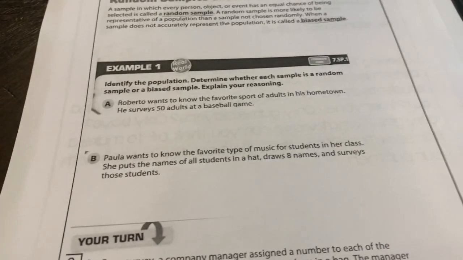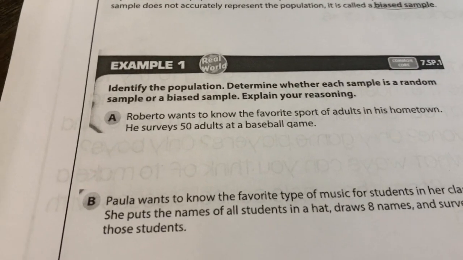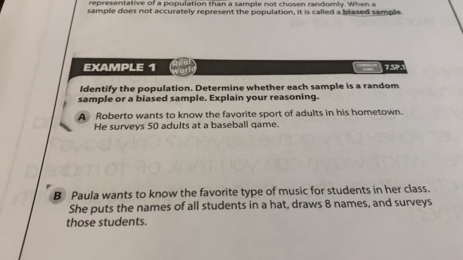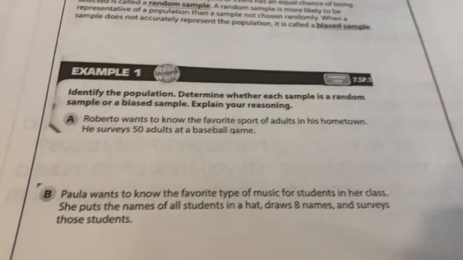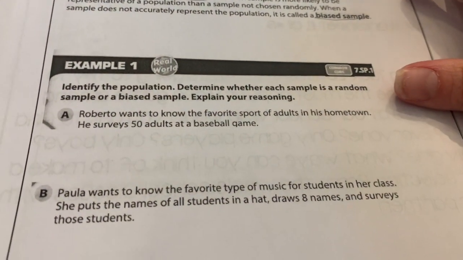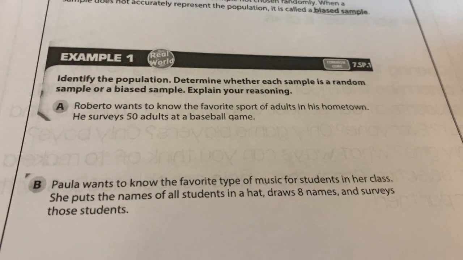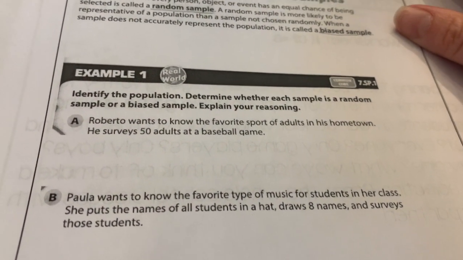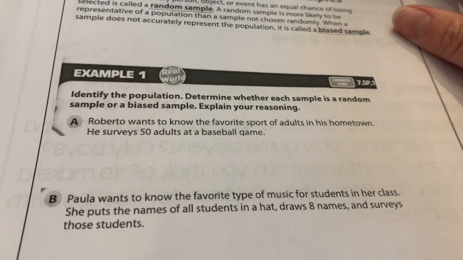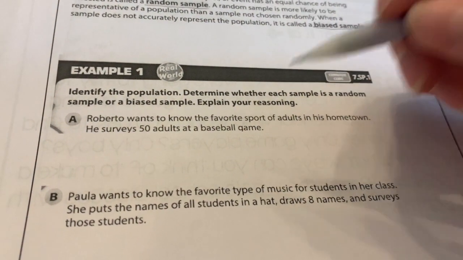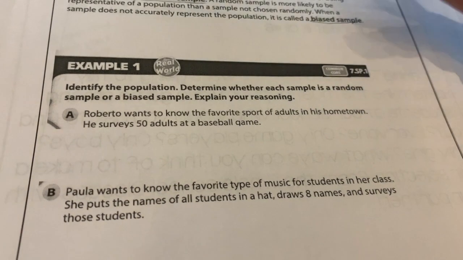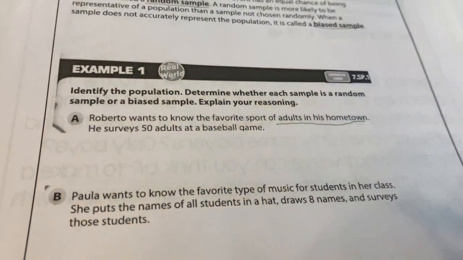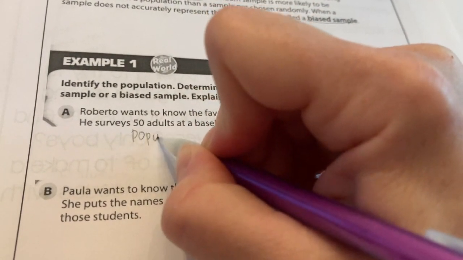So for example one, we're going to talk about what the population is, and then we're going to talk about whether or not it's a random sample or a biased sample. So Roberto wants to know the favorite sport of adults in his hometown. He surveys 50 adults at a baseball game. So first, what is the population? The population is who he wants to know the answer about, right? So he wants to know the favorite sport of adults in his hometown. So the population is going to be the adults in his hometown.